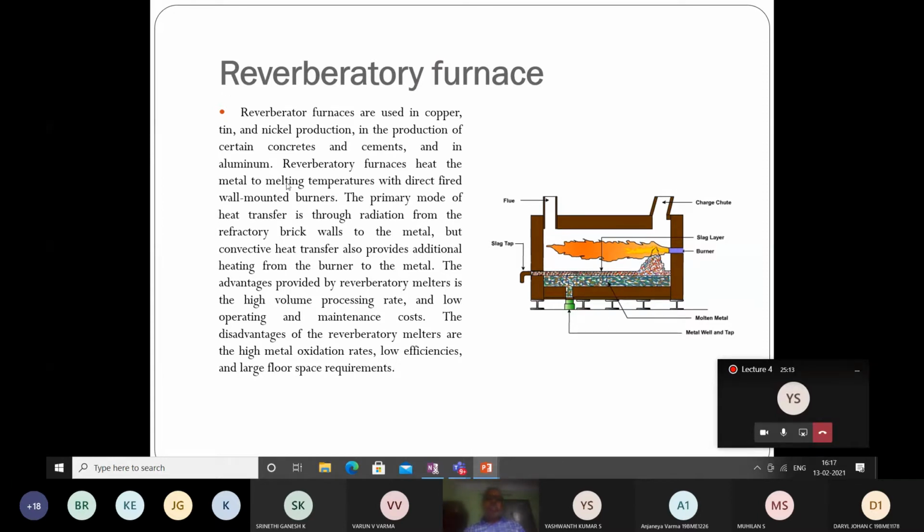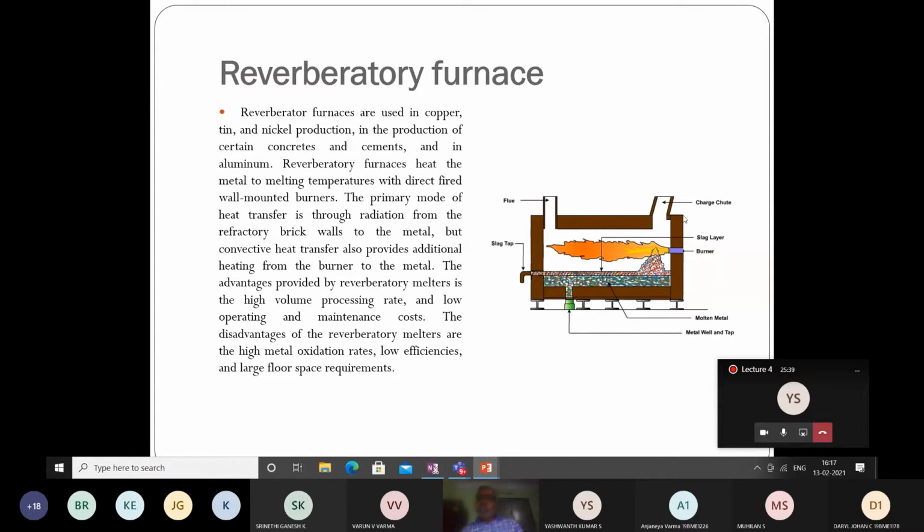This reverberatory furnace heats the metal to melting temperature with direct fired wall mounted burners. So here the combustion is in the form of burners, in the form of a flame, that means the fuel will be in the form of gas. So first a gas burner will be there. We just heat them, so the flame comes. The flame will be able to heat the metal. So you see, the molten metal usually comes to the bottom.